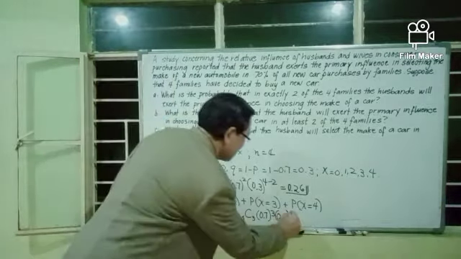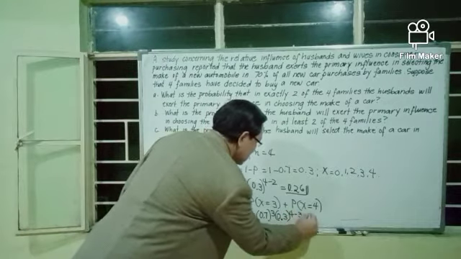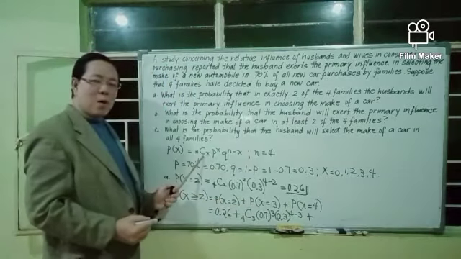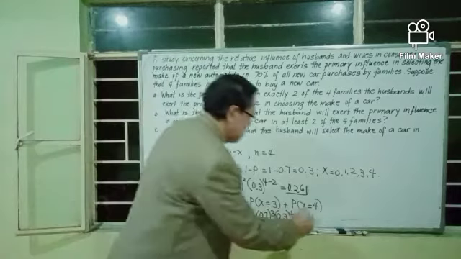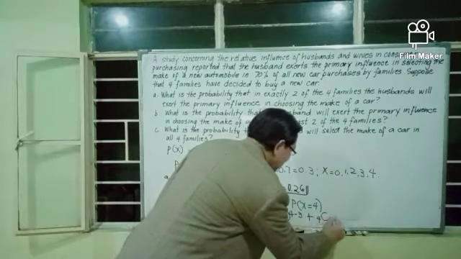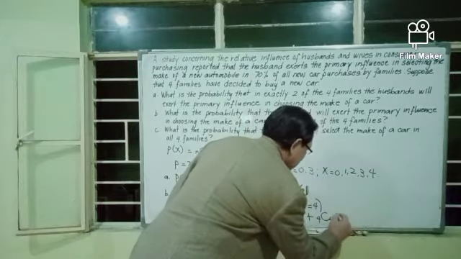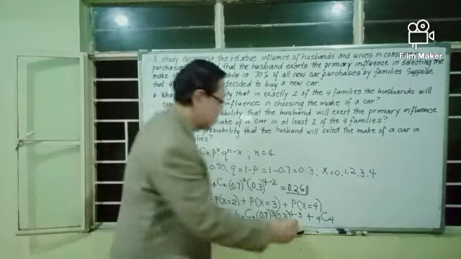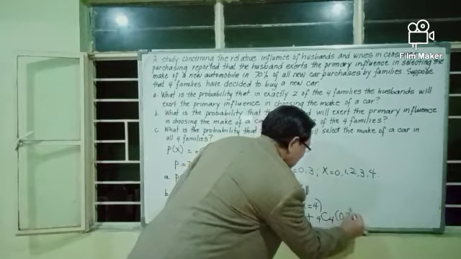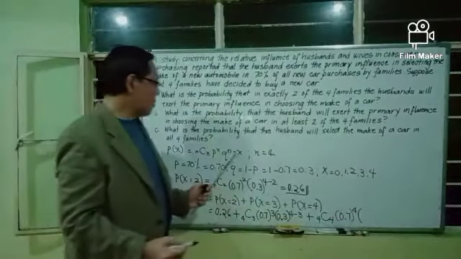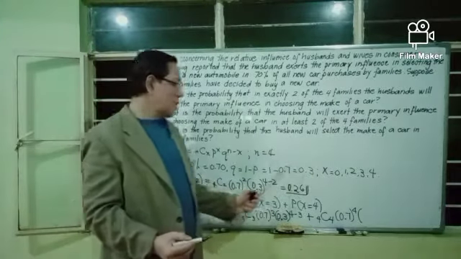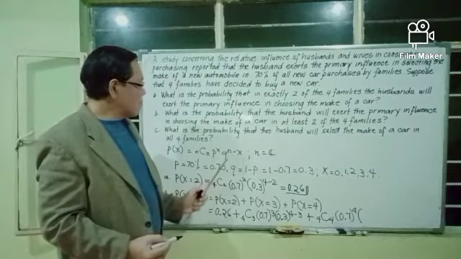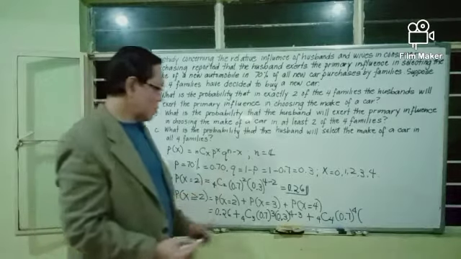4 minus 3. Plus probability x is 4 is equal to combination of 4 taken 4, multiply by probability of success 0.7 to the power 4, multiply by q, probability of failure 0.3 to the power 4 minus 4, or 0.3 to the power 0.